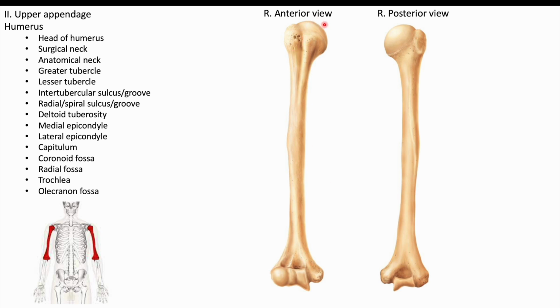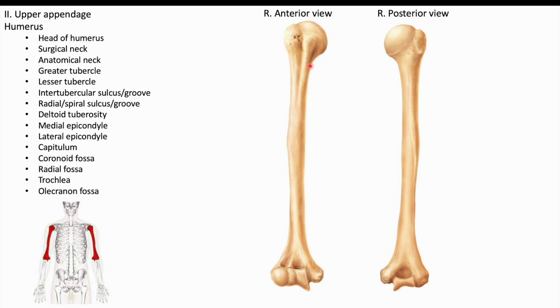So this rounded area, that is the head of the humerus, and it's going to attach to the glenoid cavity at the glenohumeral joint. So this entire thing is the head. The anatomical neck is right underneath the head. So this is the anatomical neck right here. And then you also have the surgical neck. The surgical neck is this area right here. And the surgical neck is essentially the circumference.